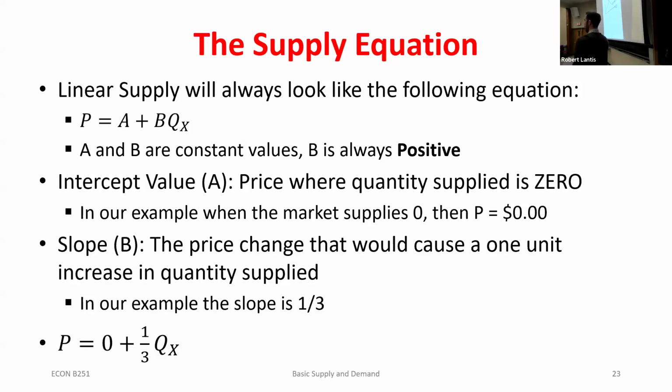So next class, we'll talk about things that shift the supply curve. We'll then look at the combination of supply and demand to figure out why the price of a candy bar is $1.50 or whatever it is, okay?